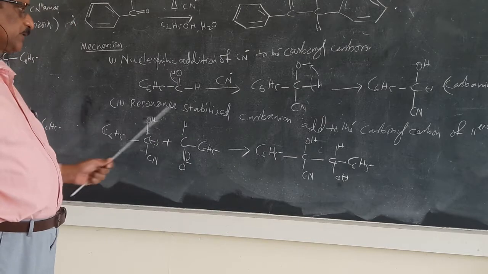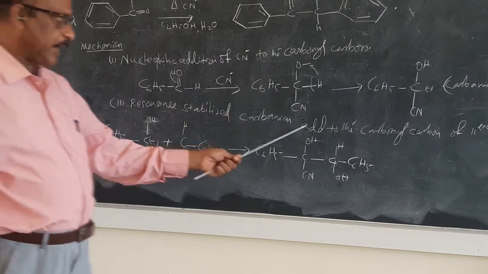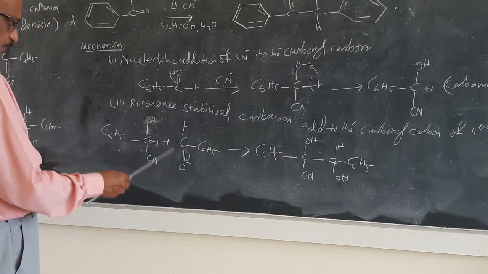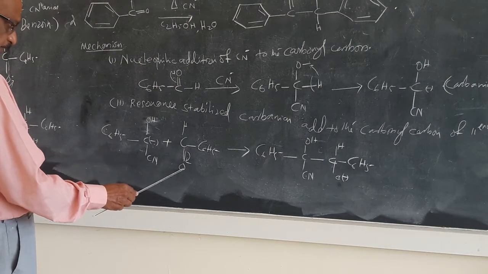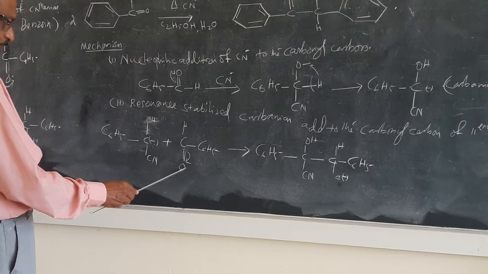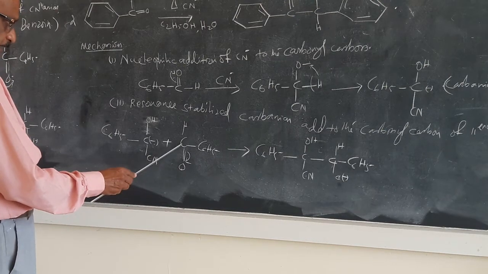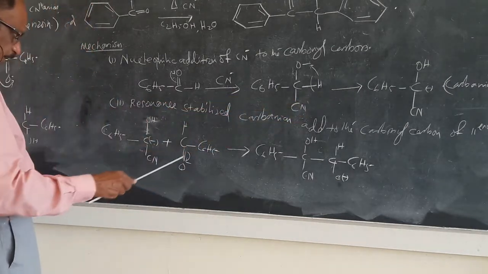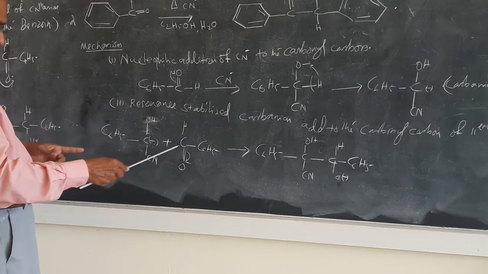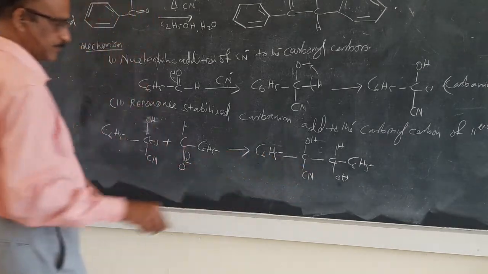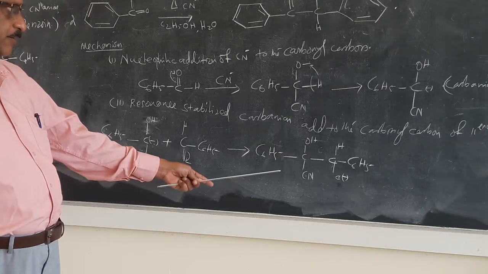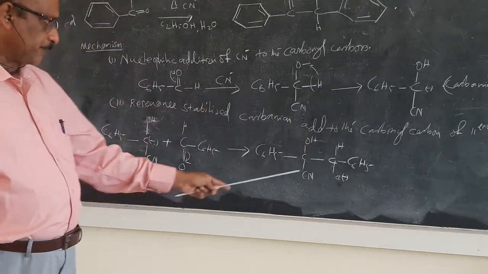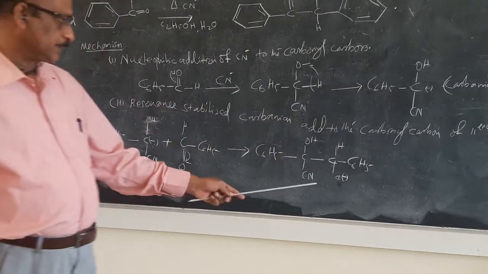The second step is that the resonance stabilized carbanion adds to the carbonyl carbon of the second molecule. You have to take this second molecule. Here also electronic transition is taking place. Here it is O minus, and here it is positive charge. So this negative part of this carbanion is adding to this molecule. This negative part is connecting to here, so you are getting a molecule like this. So that is the formation of the second molecule and the carbanion combined together forming an ion. That is the second step.